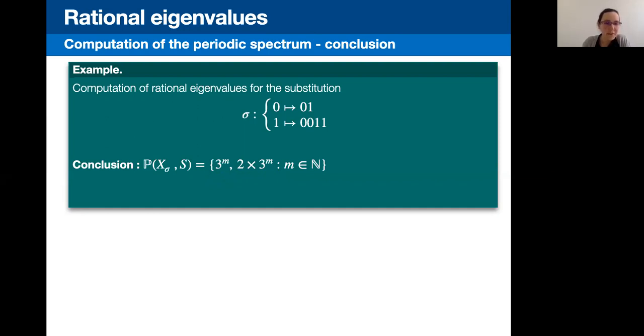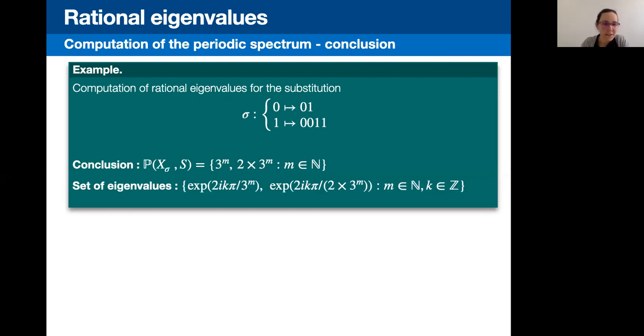And as a consequence, we have a description of all the eigenvalues of the dynamical system. The set of eigenvalues is all the exponentials of 2i k pi over 3 to the m, or 2 times 3 to the m. So we only needed the matrix associated to sigma for this calculation. And because the substitution is proper, we didn't need to know anything else. As I said before, if sigma is not proper, we first have to compute the proper substitution that gives the same dynamical system.